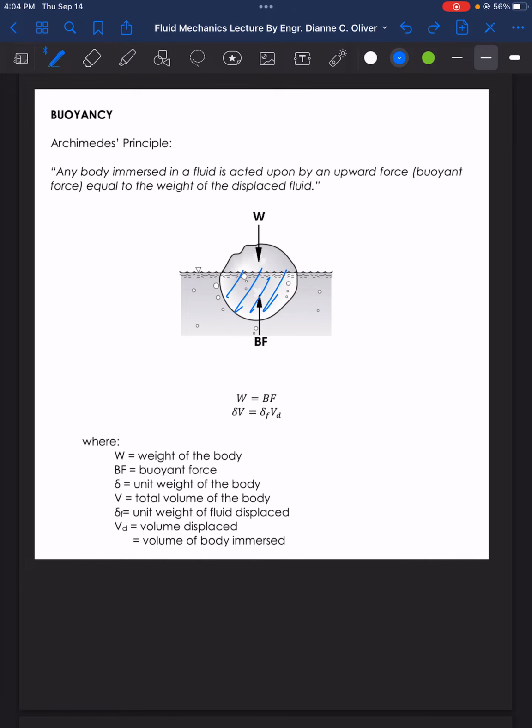displaced fluid here. So this is the formula: weight is equal to buoyant force, wherein weight is gamma times the volume, wherein gamma is the unit weight of the body being submerged and V is the total volume of the body. So gamma of the body times volume is equal to the gamma of the fluid displaced multiplied with the volume displaced, or the volume of the body that is immersed. So here in our figure, the volume here that is submerged in the liquid.